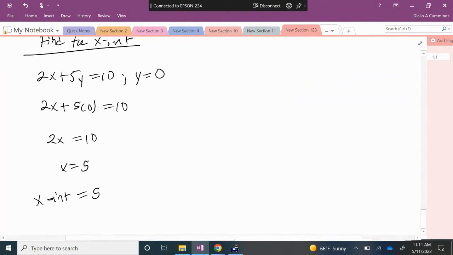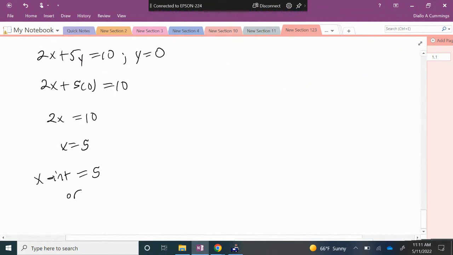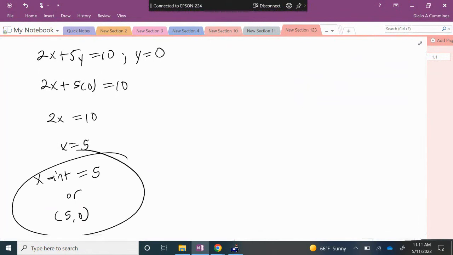Or sometimes you may be asked to write the x-intercept as an ordered pair. So if you were to write that out as an ordered pair, you would have (5, 0). So notice that for the x-intercept, the y-coordinate must be 0.